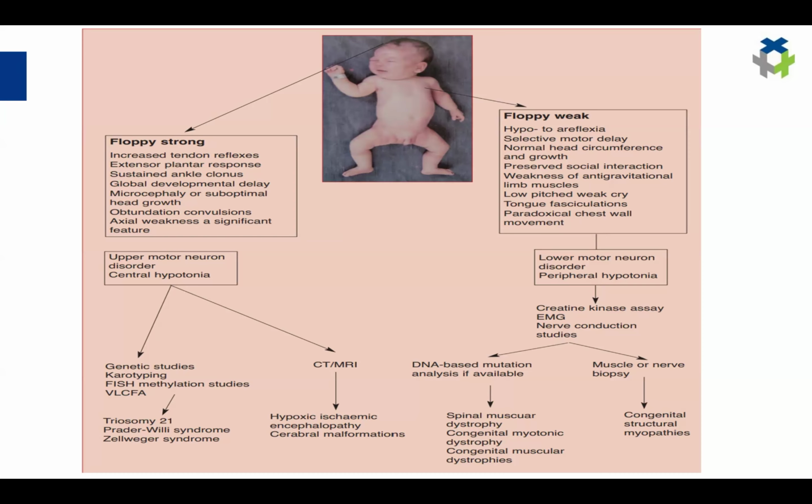In case of a floppy weak infant, they usually have hypo- to areflexia, selective motor delay, normal head circumference and growth, preserved social interaction, weakness of anti-gravitational limb muscles, and prominent tongue fasciculations. So in all these cases, we suspect an LMN type of lesion. We can further evaluate the child with creatine kinase assay, EMG, and nerve conduction studies. Further, for ruling out spinal muscular atrophy, congenital myotonic dystrophy, and congenital muscular dystrophies, we can do genetic testing, and muscle or nerve biopsy can also be done.